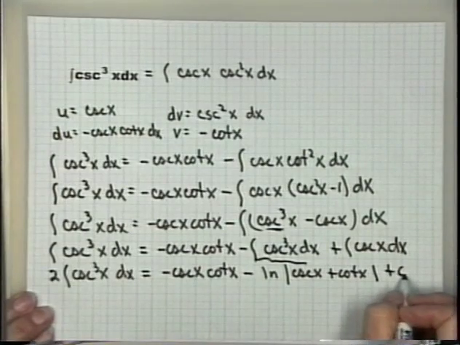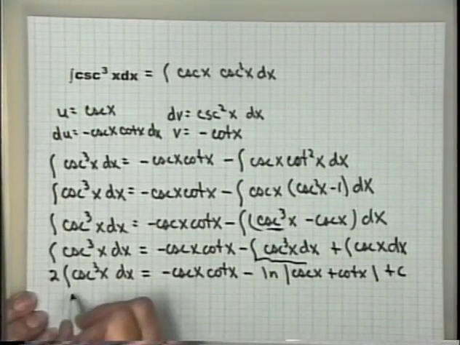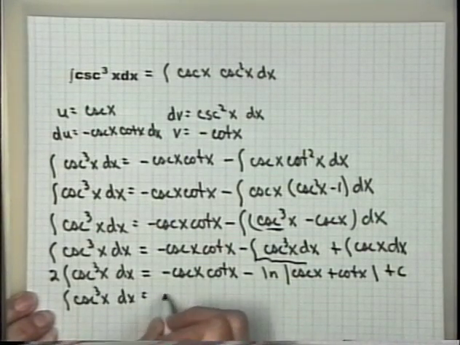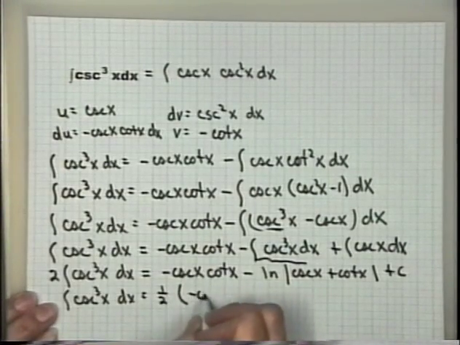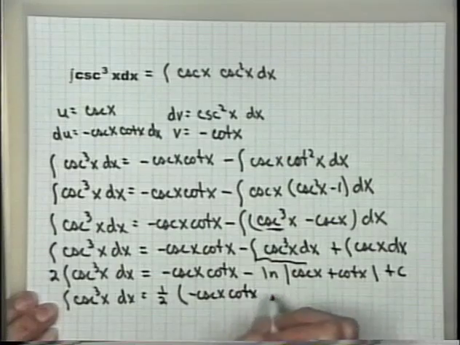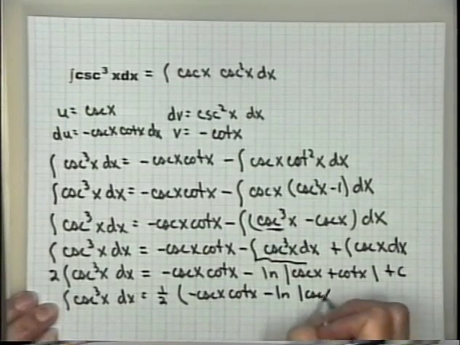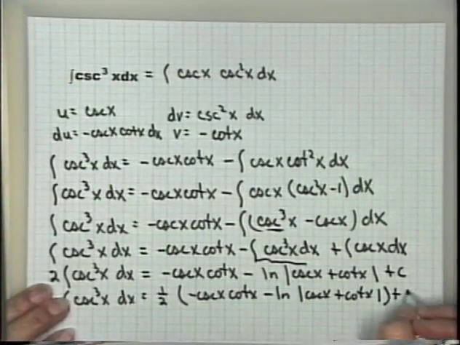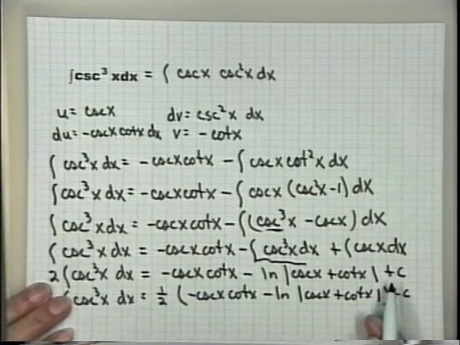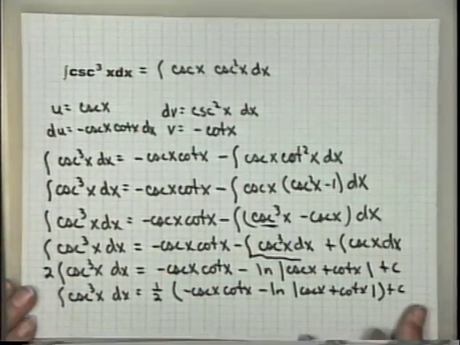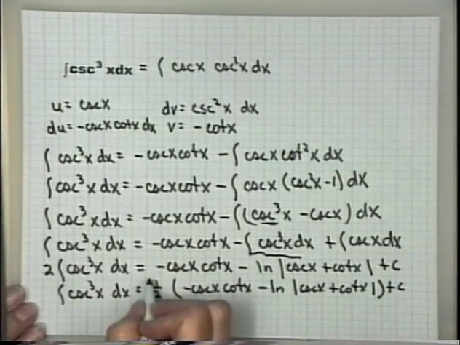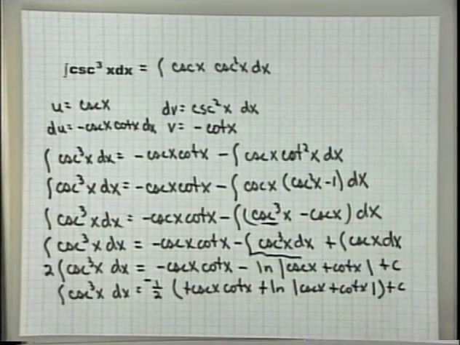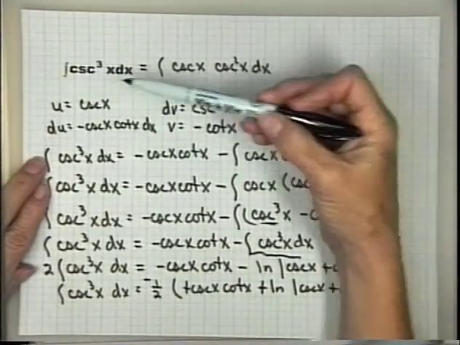Now I'm going to go ahead and put on my plus c, and now all I need to do is divide by 2. So the integral of cosecant cubed x dx would equal 1/2 times negative cosecant x cotangent x minus the natural log of cosecant x plus cotangent x. Now usually we will close that off and just put the plus c out here by itself. Half of a constant is still a constant, so we don't worry about that too much. Now if you'd like to factor out a negative, you could change those signs to positive and your solution would look like that.